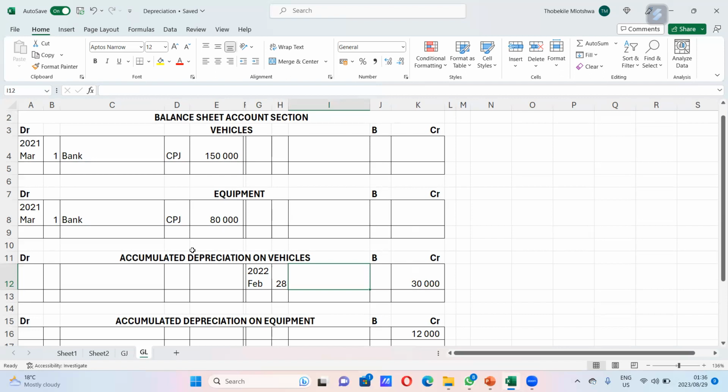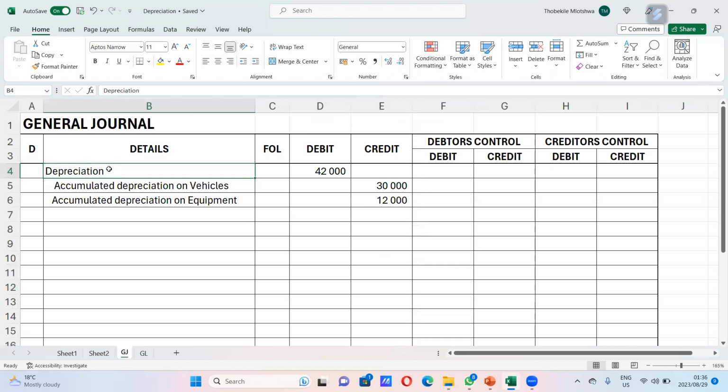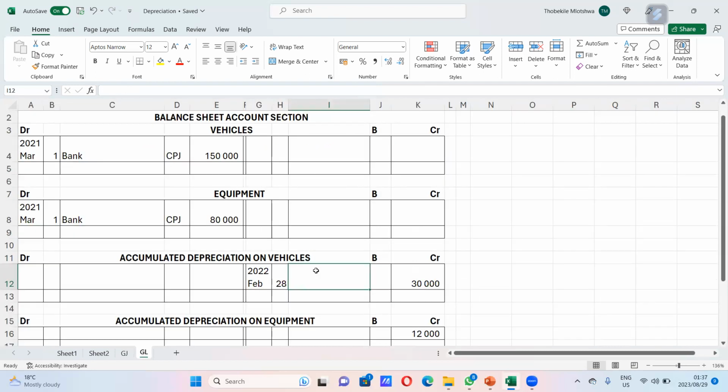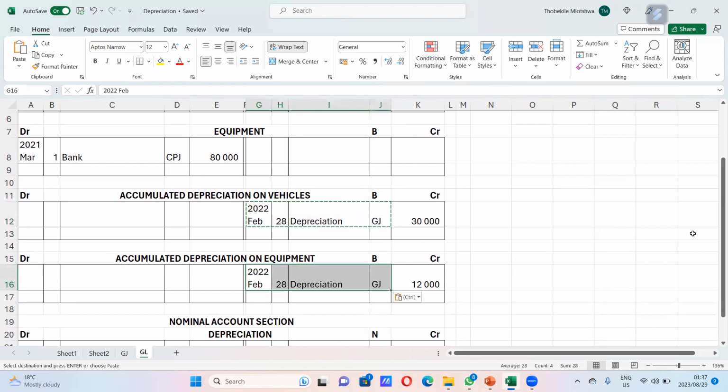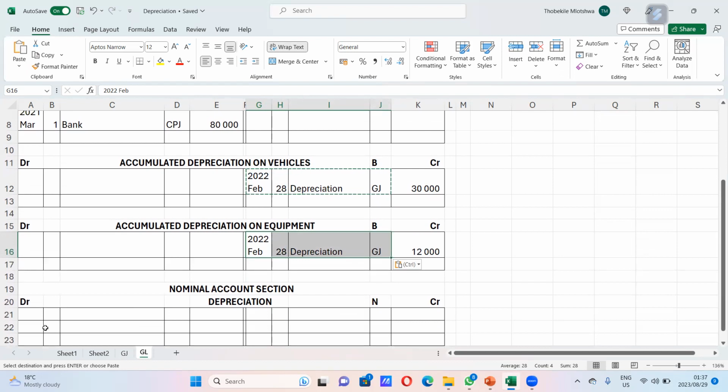And what is a contra account? Do you agree that these two are contra accounts of each other? These are, because of the debit and the credit. So the contra account of the accumulated depreciation will be depreciation, and it happens on the GJ. So same thing here. Contra account will be depreciation, and then this is credited, so which means this is debited.